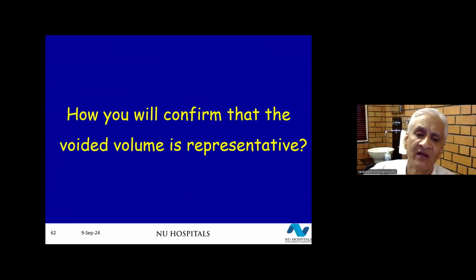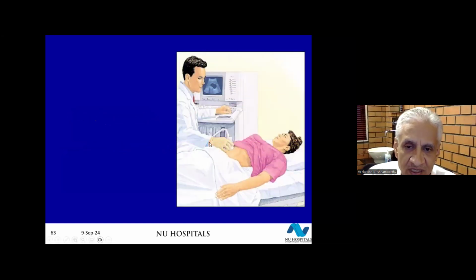Typically, how will you confirm that the voided volume is representative? I don't know how many of you actually have a scan. So Jamin and Rupa, do you have a bladder scanner in the uroflowmetry room? So we have a sonography machine. So with that, we confirm the post void residual. You do that, okay. Yes, it's very important that you do this.